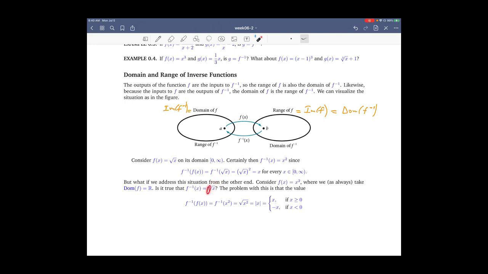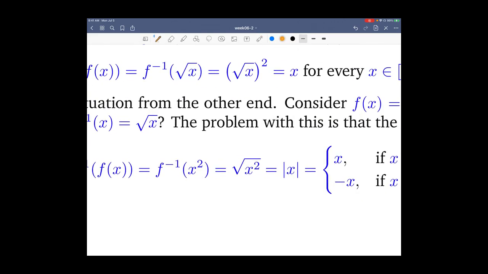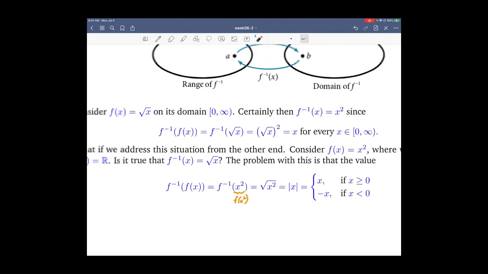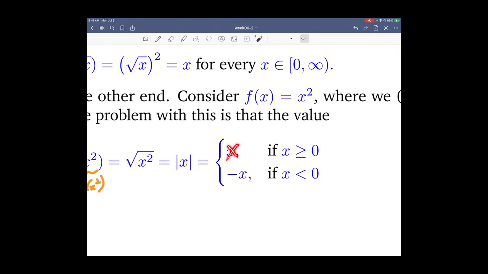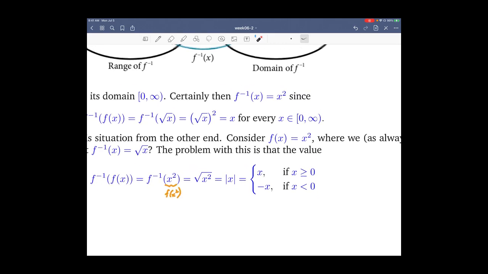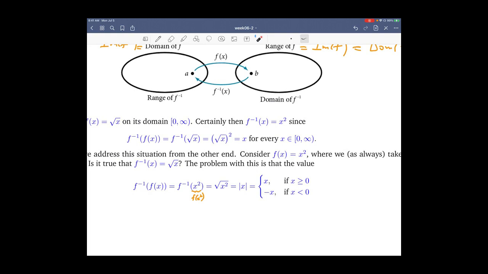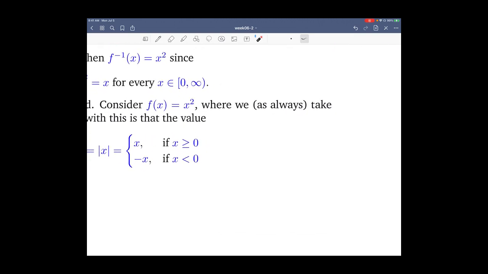Let's see. If we try root x for g and try to compute g of f of x, f of x is x squared. Now g applied to x squared is square root of x squared. But square root of x squared is not necessarily x. It's the absolute value of x. And absolute value of x for a general x is not necessarily x, right? Absolute value of x only equals x if x is non-negative. What happens in this situation?